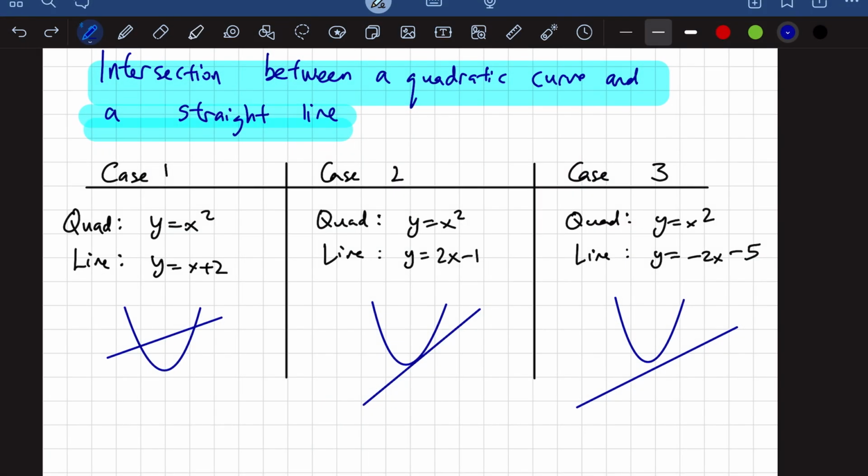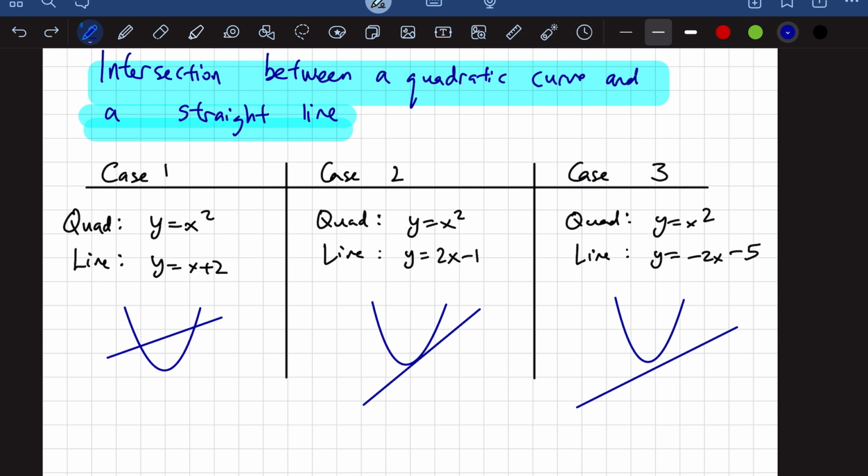Hi everyone. For today's class, we're going to look at the intersection between a quadratic curve and a straight line. Very similar to what we have done before when we are looking for the roots of a quadratic curve, whether they are two distinct roots, two repeated roots, or no roots at all, we can apply the same idea to a quadratic curve and a straight line.